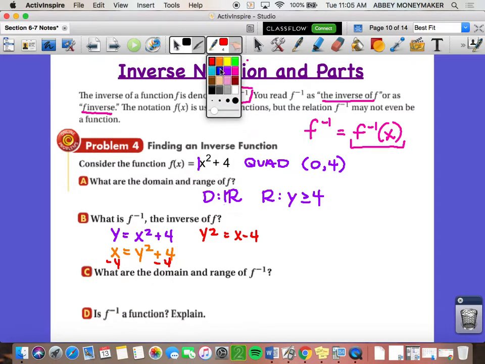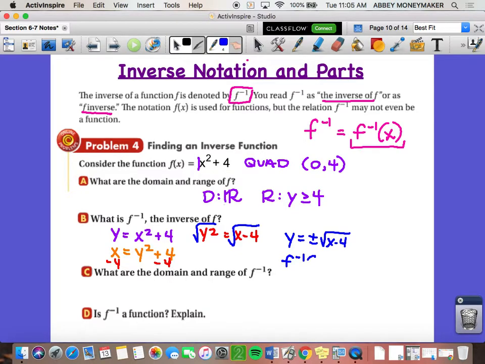And from here, I would take the square root of both sides. And when I do that, I get y equals plus or minus the square root of x minus 4. Again, I don't want to use that y, though. I want to use my function notation, f to the -1 of x. So I know I'm talking about the inverse, is equal to plus or minus the square root of x minus 4. This is my inverse equation here.